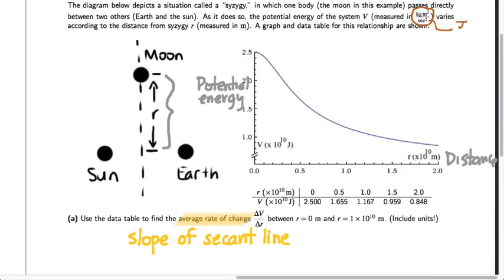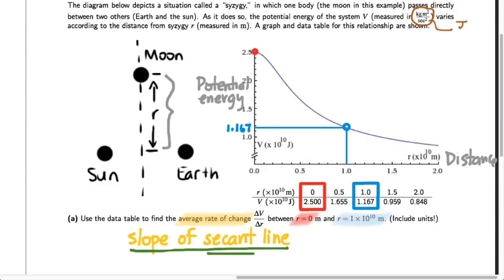First of all, average rate of change, no matter where and when you see it, is synonymous with a slope. Specifically, it's a slope of a secant line. And that secant line is going to connect the point at r equals 0 meters, highlighted in red on the graph and in the data table, and the point r equals 1 times 10 to the 10th meters, also highlighted in blue on the graph and on the data table. So what's the average rate of change?